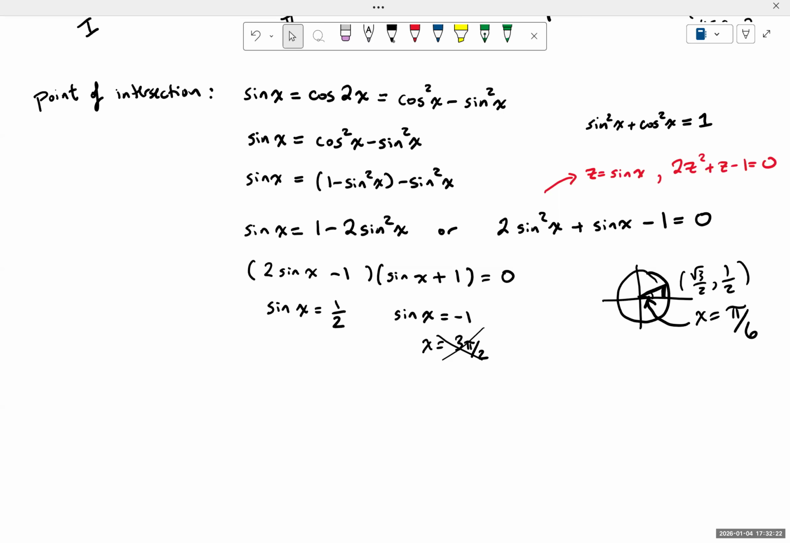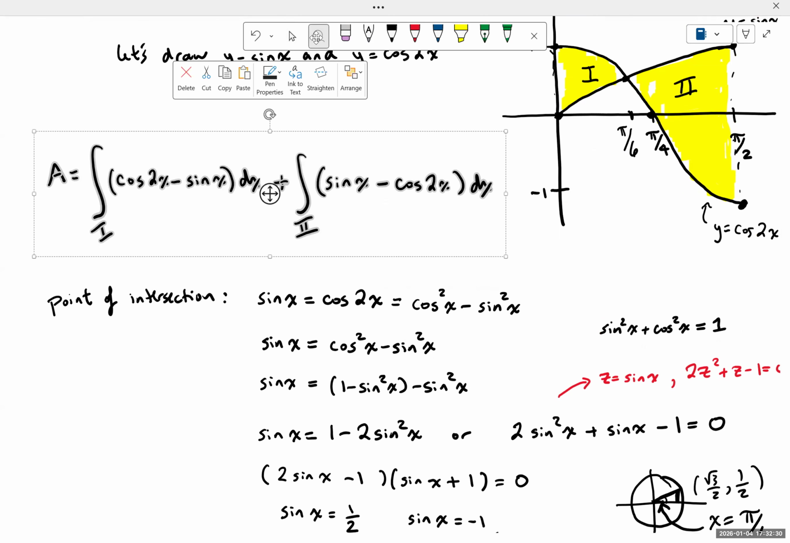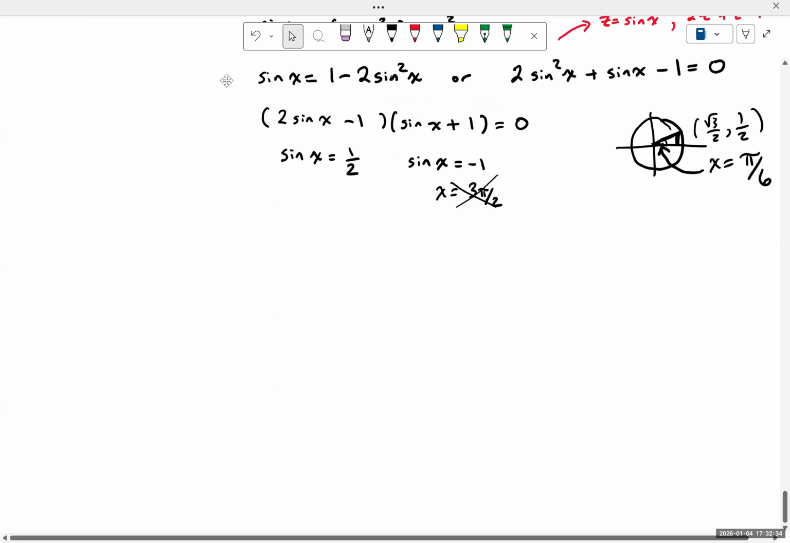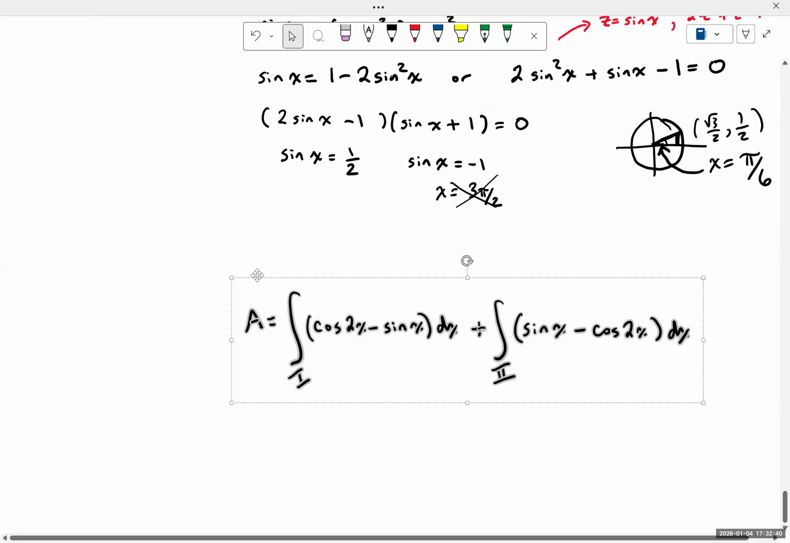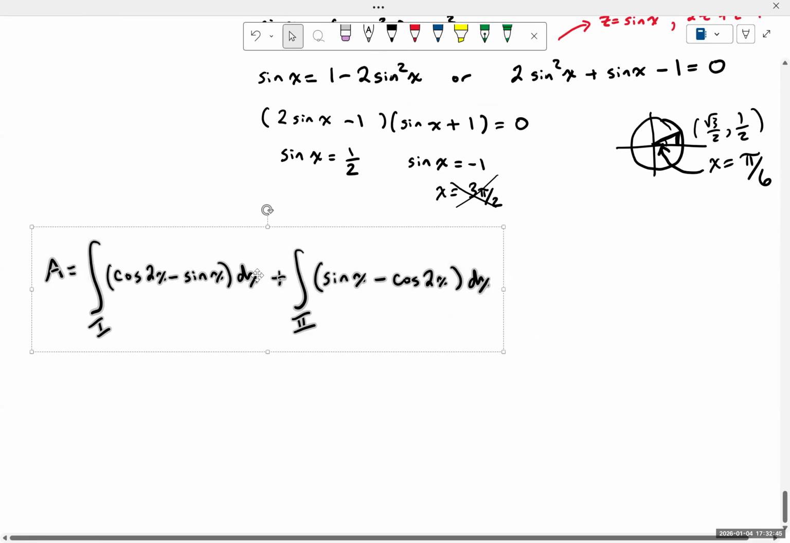So let's do this integral now. This is what we're going to do. We're going to do this integral. And now we know that if I come down here, I'm going to put it over here. Woo! Did it. Now we know what our limits of integration are.